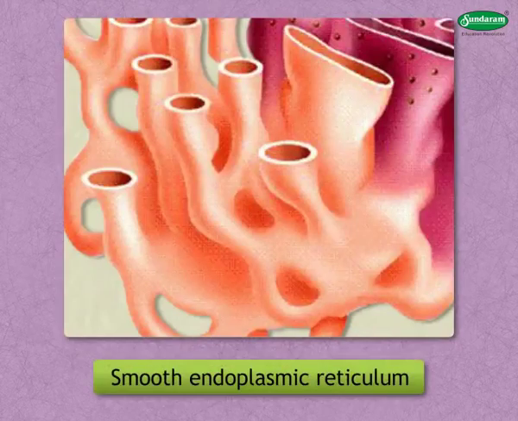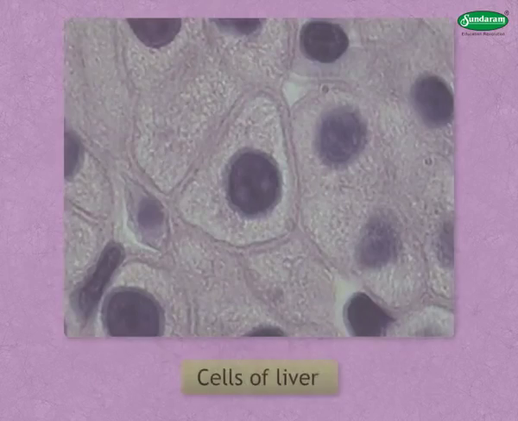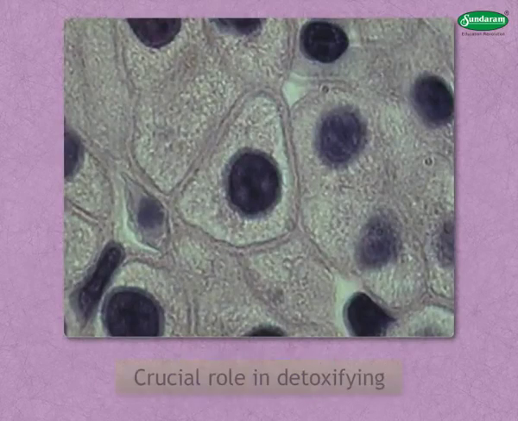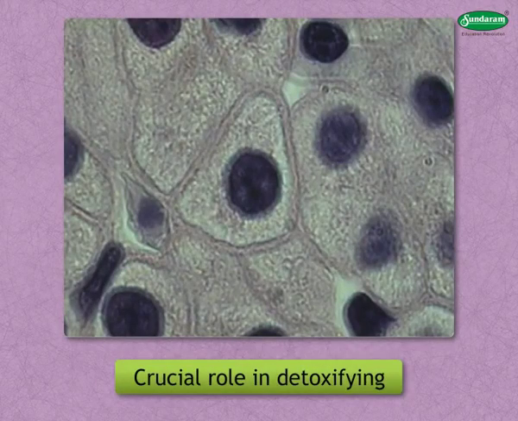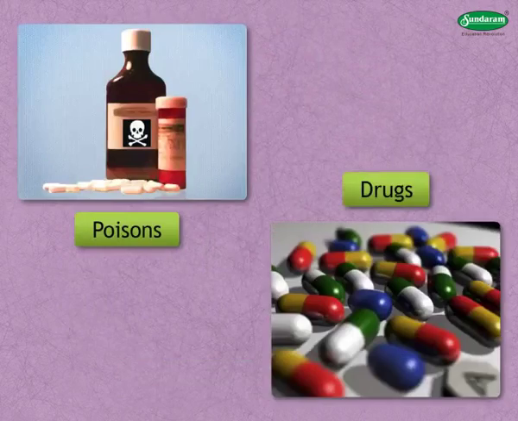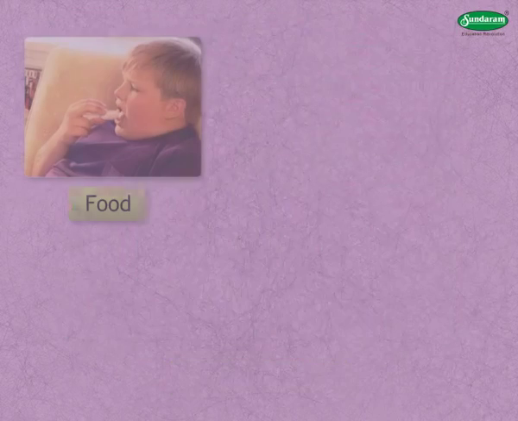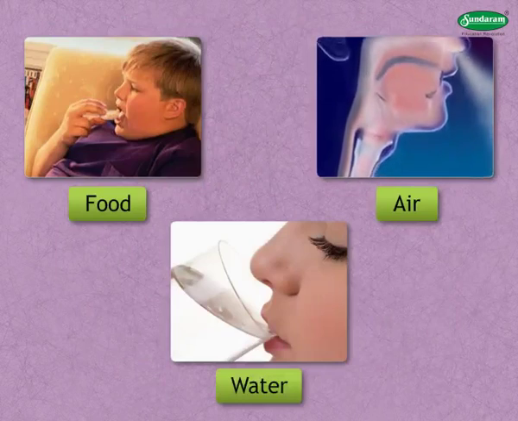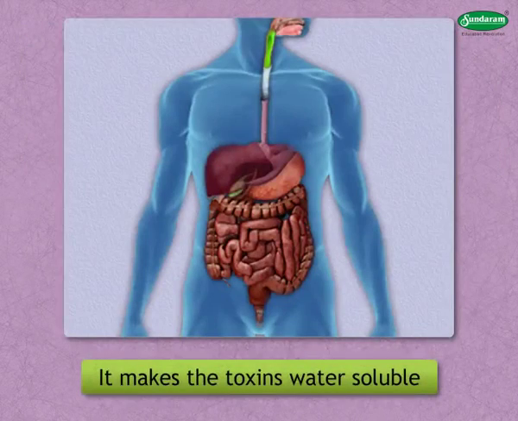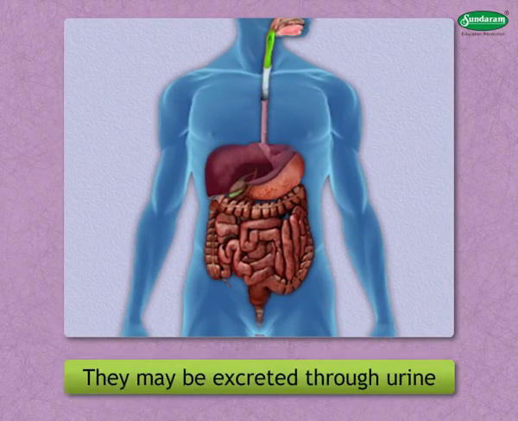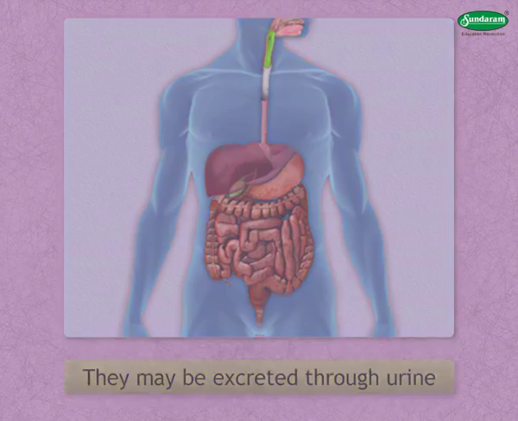4. Smooth endoplasmic reticulum of certain cells of the liver plays a crucial role in detoxifying many poisons and drugs which enter our body through food, air, or water. It makes the toxins water-soluble so that they may be excreted through urine.